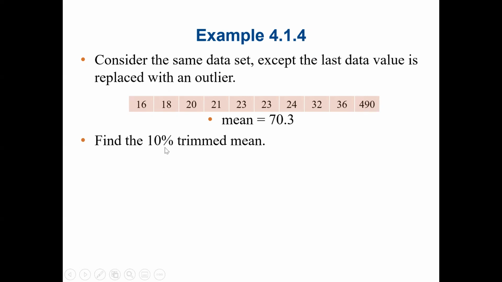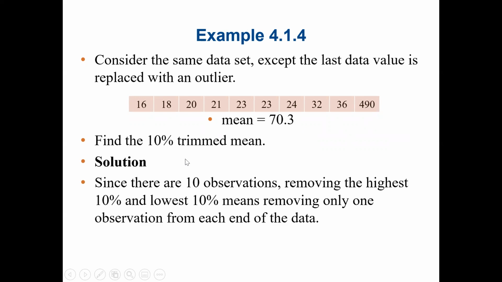Now they say we should find the 10% trim mean. This is why the trim mean, we will say, is a resistant measure. The regular mean, the outlier affected the mean. That's why we have 70.3. But to find the trim mean, we will see that the value will be way less.